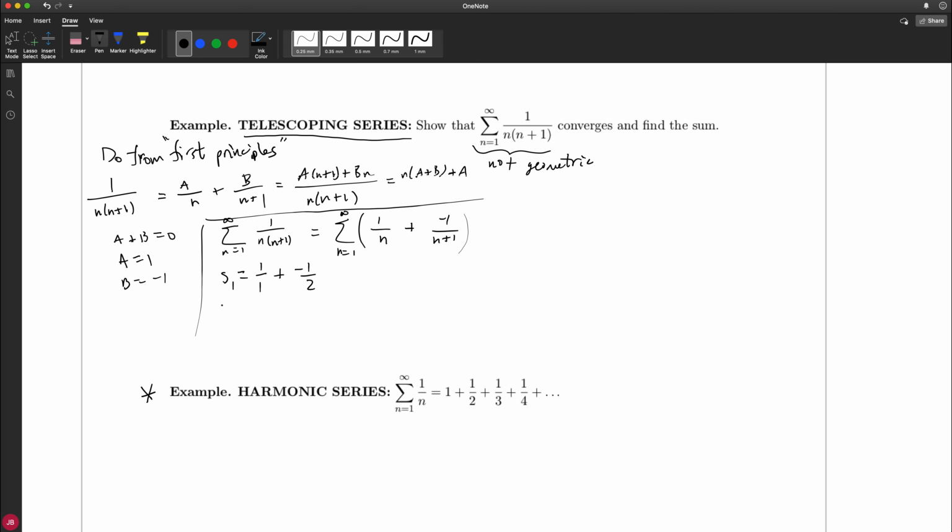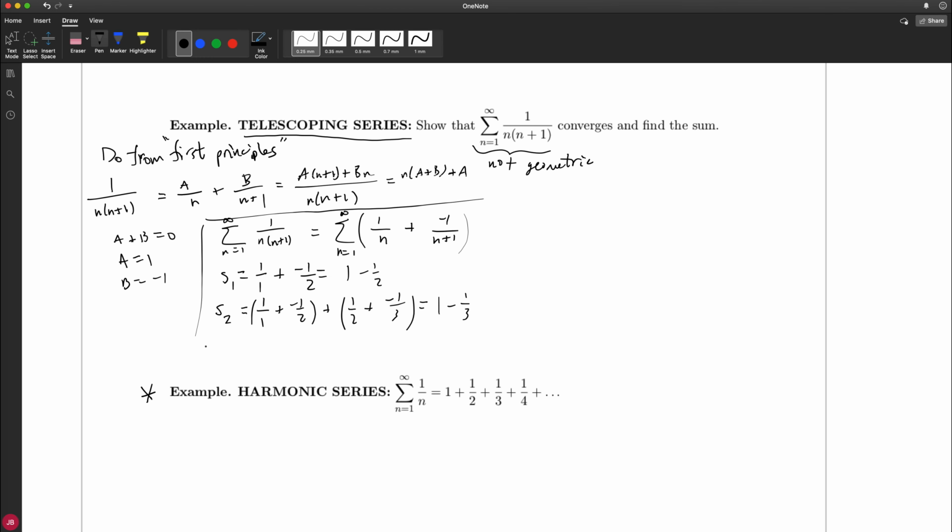Now S2, well, that's plug in n equals 1 plus plug in n equals 2. So it's really just going to be the last Sn that you got, and then plug in the next integer. So 1 over 2 plus -1 over 3, right? And you notice I can simplify this. Notice this is actually just 1 minus 1/3, and this one I'm going to write as 1 minus 1/2.